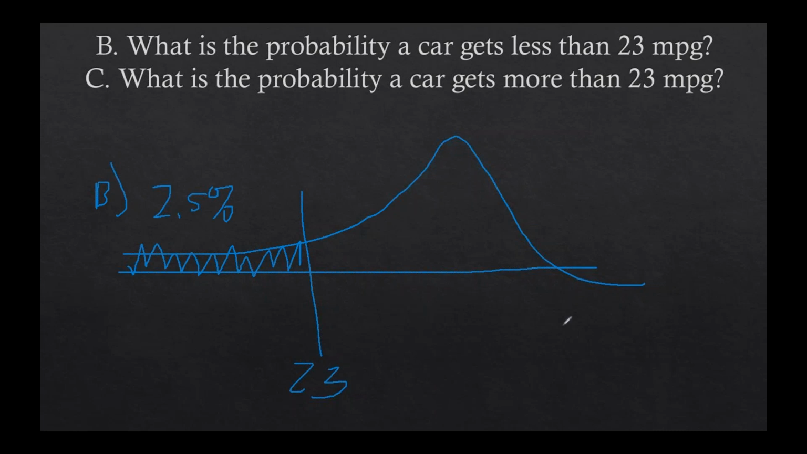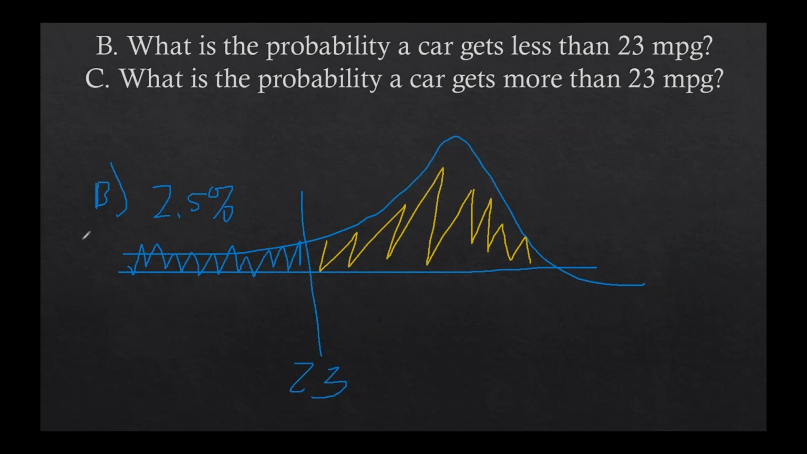All right, then part C says, what about more? More means greater than, so it's going to be over here. You've got a couple different ways you can do it. One, you can add all of those percentages together. True. What's another way you can find the other area to the right? Anybody think of another way? Subtract from 100. Perfect. Jacob, you got to subtract from 100.